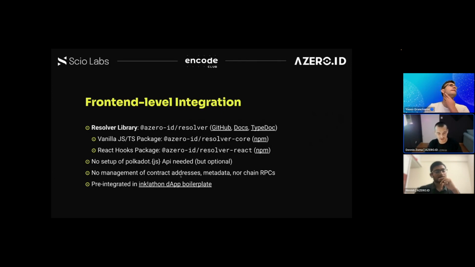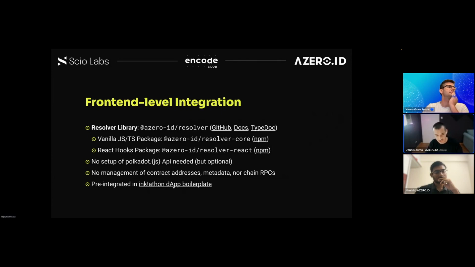And you don't have to manage our contract addresses or metadata, and also no chain RPCs and stuff. Just give an identifier of the chain you're on to the call, and it will do all the rest under the hood. And it's pre-integrated in the boilerplate.